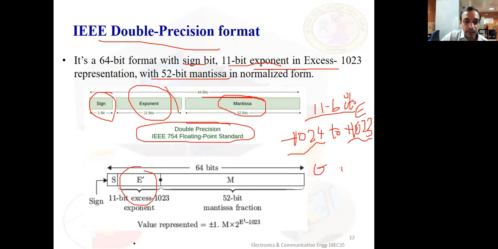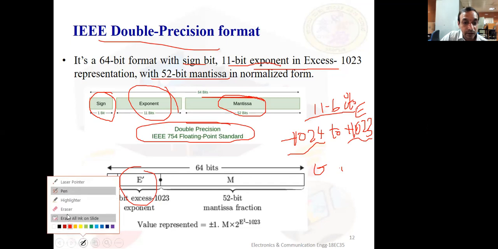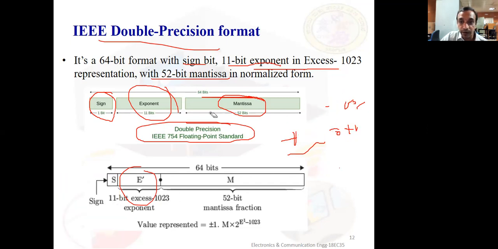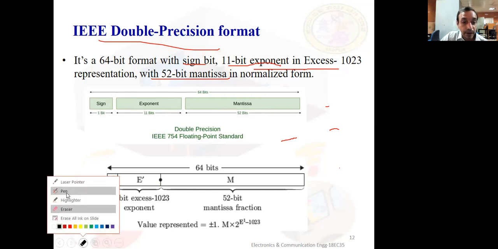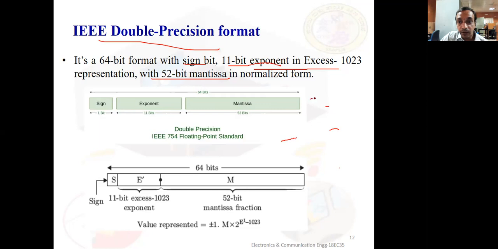Okay, the 11-bit excess 1023 representation is what we call the exponent. And 52 bits are for the mantissa. So what is the meaning? With 32 bits, what can you represent? Definitely you can represent double of that with 64 bits, right? So double in either sense, the lowest or the highest.